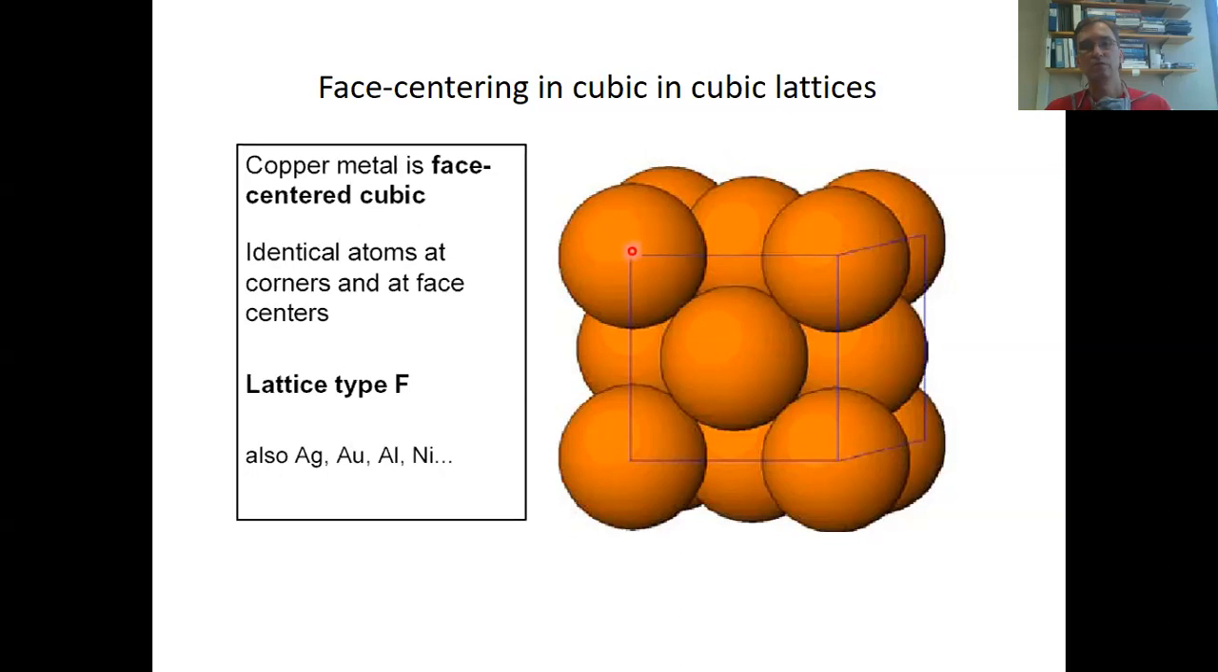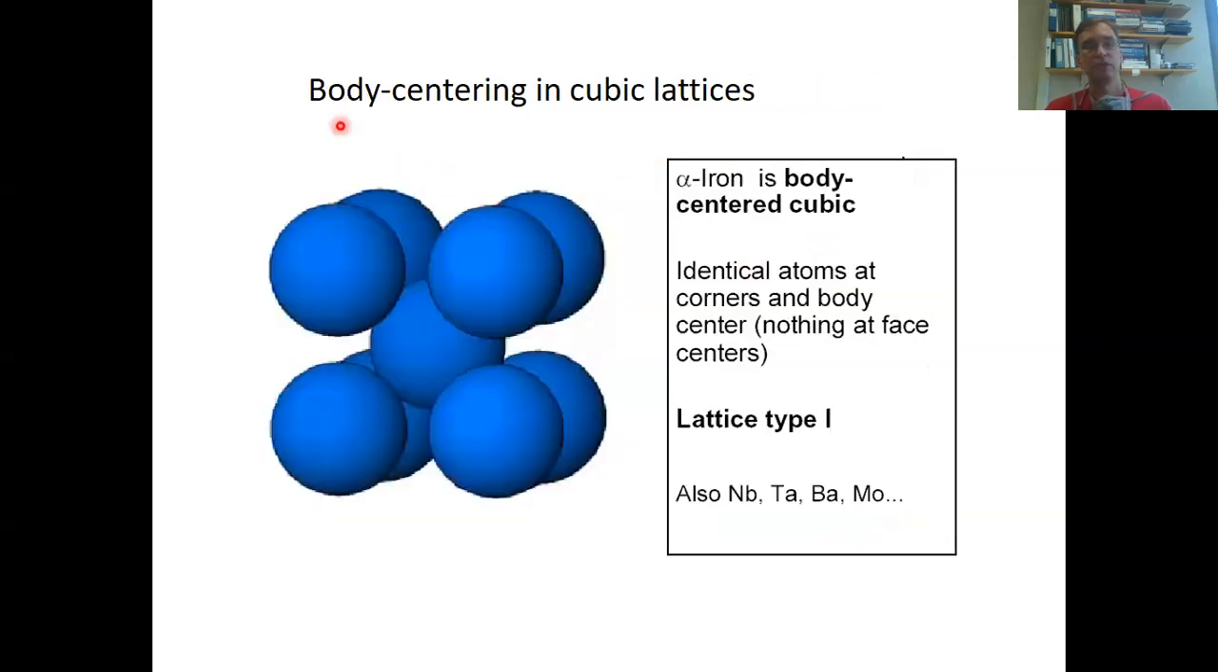Okay, so in these crystal structures, we have atoms on the corners of the unit cell. In addition to that, we have the same type of atom on the face centers of the unit cell. All right, so the second possibility is to have a body-centered cubic unit cell associated with a body-centered cubic lattice. We also call this the lattice type I. So in this case, you have an additional lattice point in the center of the cubic unit cell.